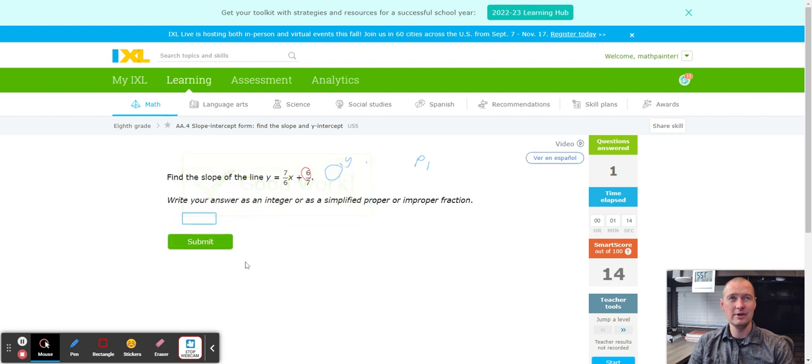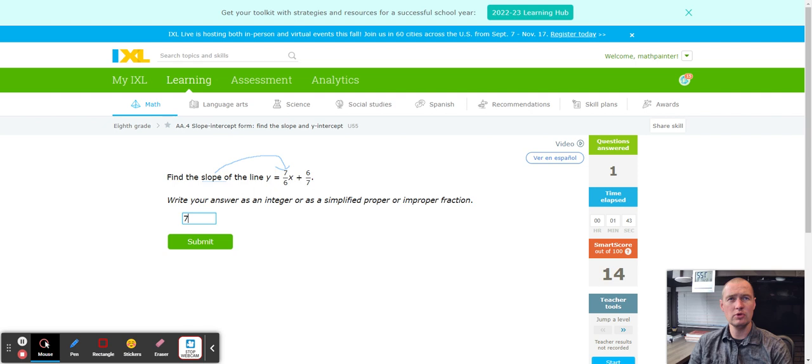All right, here we go. We're going to start moving at a faster pace. So remember, the number in front of the x is the slope, 7 over 6, and the y-intercept without the x is 6 over 7. So they're asking for the slope. The slope is, again, the value in front of the x, which is both the 7 and the 6. So we're going to do a 7.